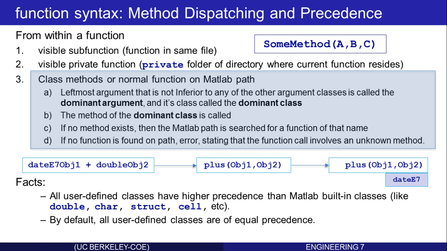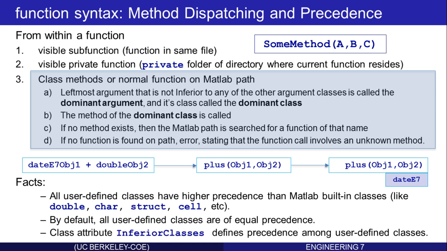By default, all user-defined classes are of equal precedence. What this means is that year E7 objects are not inferior to date E7 objects, as well as the converse. Date E7 objects are not inferior to year E7 objects. Using the class attribute, inferior classes, you can define precedence, in other words, inferiority, among user-defined classes. We'll see how to do that on the next slide, although in this course we won't have an opportunity to use this much.